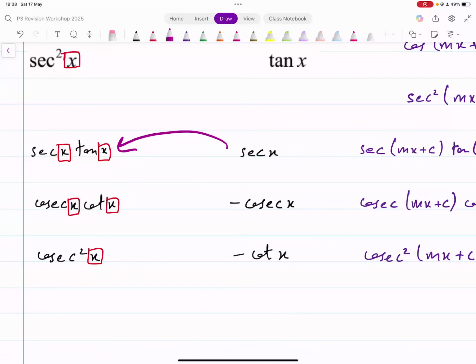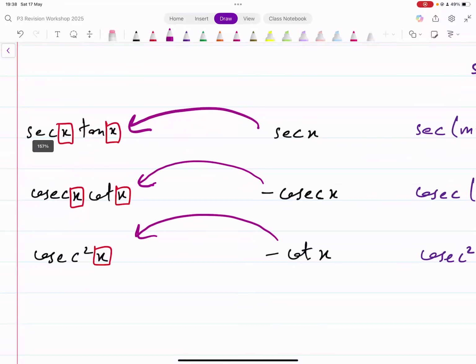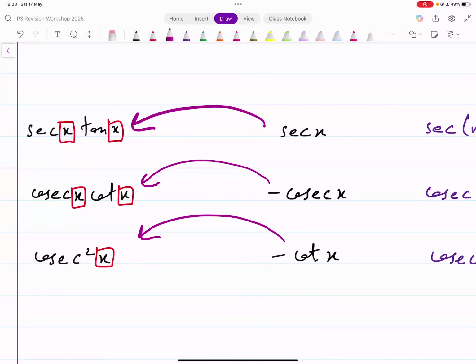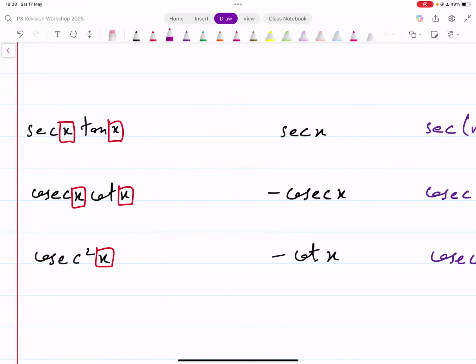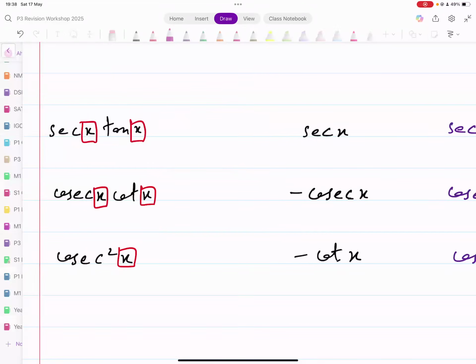The derivative of cosecant x is minus cosecant x cot x, and the derivative of cot x is minus cosecant square x. Now, these rules are not given in the formula sheet for integration. On the page for integration, you don't see these rules. However, you sometimes need to use them as well. So you'll make them yourself. Just reverse the rules that you had on the differentiation page of the formula sheet.